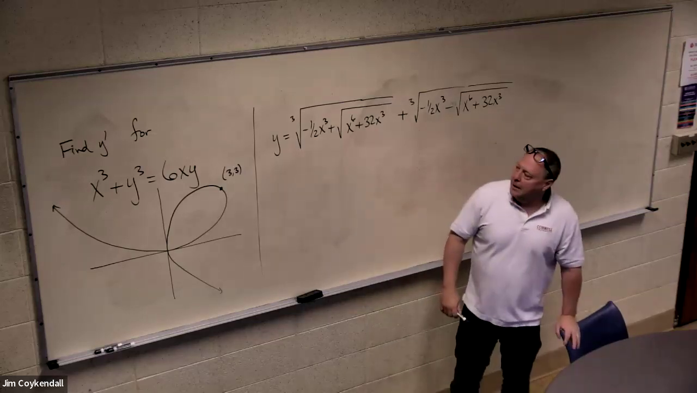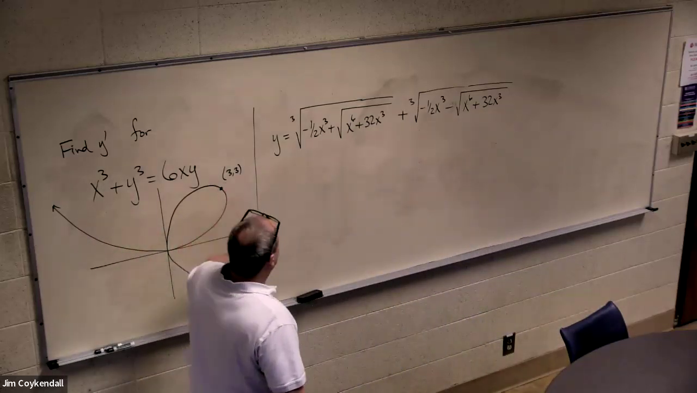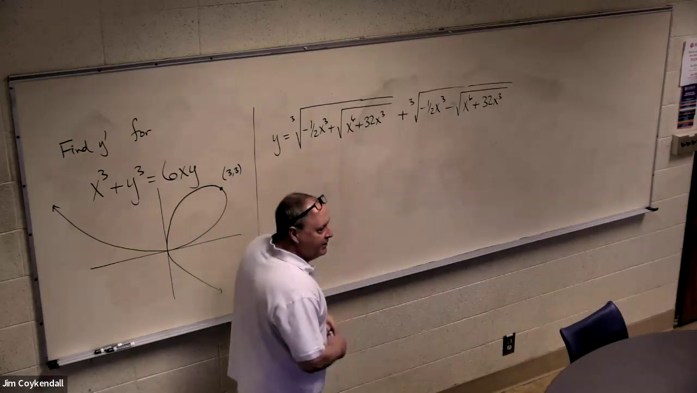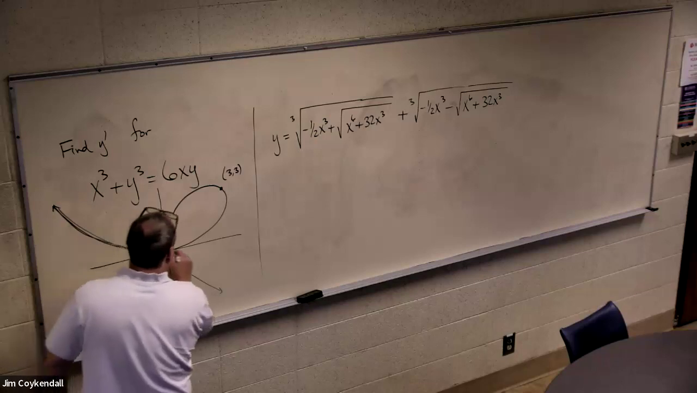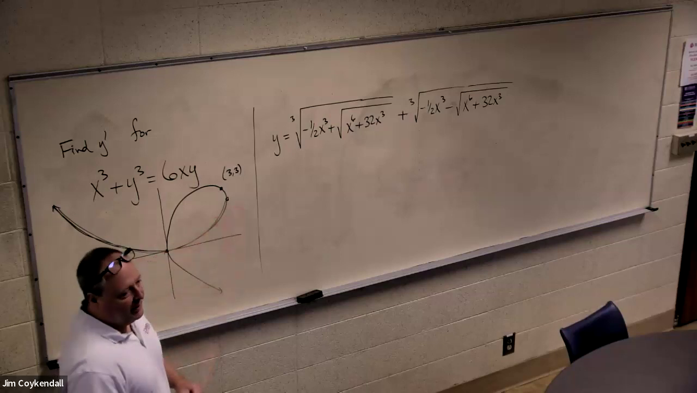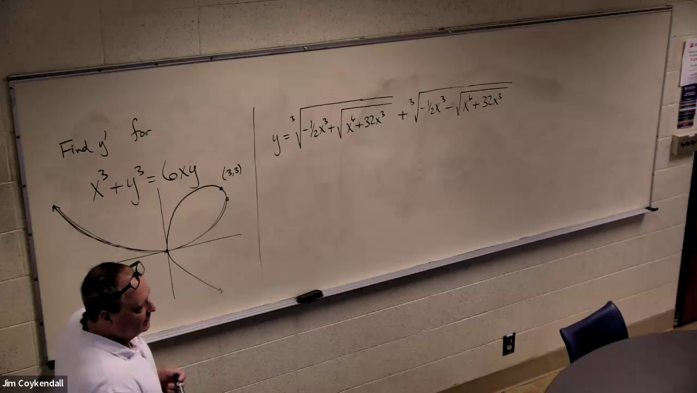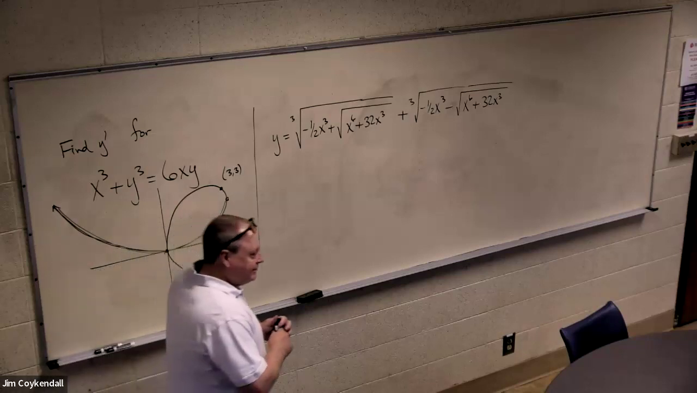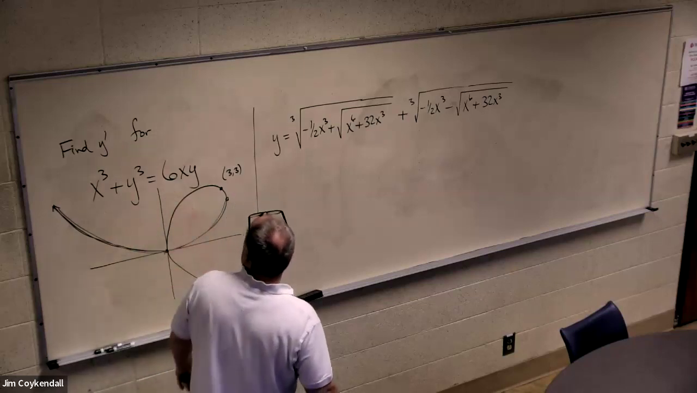And here's the bigger problem. This is not a function. This describes a piece of it. Which piece? Is it this? Is it this? Is it this? I don't even know which piece that is describing without checking further. It's another one. Everybody see? Could be this. However, let's find y prime and find the tangent line.